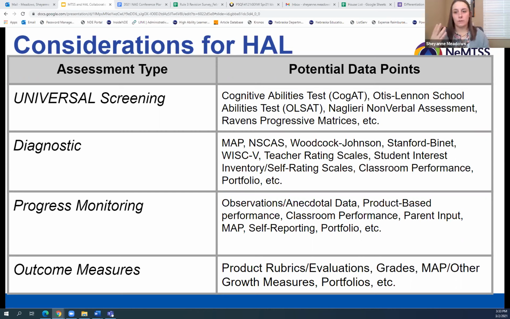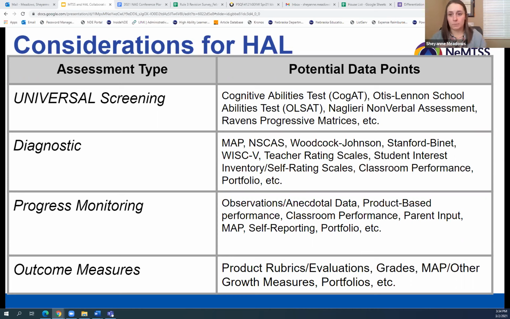Then they pull those scores of those students who scored in whatever they set their bar at, those students and above. And a lot of times they go into the diagnostic. And so they pull up their MAP scores and their NSCAS scores, and a lot of times administer an individual IQ assessment. So that could be the Woodcock-Johnson, Stanford-Binet, WISC-5. They will also ask for diagnostic data from the teacher, usually via a rating scale. They'll ask the student for self-rating or interest inventories. They'll ask for classroom performance a lot of times, and sometimes we do a portfolio of all of this diagnostic information together to get a better picture of the child.